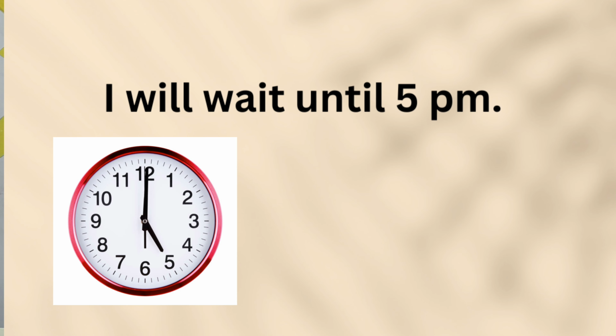The first one, let's talk about until. I will wait until 5 p.m. Which means I will wait up to that time. 5 p.m. is the deadline, which means I will be waiting till 5 p.m. and I will not wait after that. So I will wait till 5. After that, I'm not going to wait. So 5 p.m. is the deadline, okay?